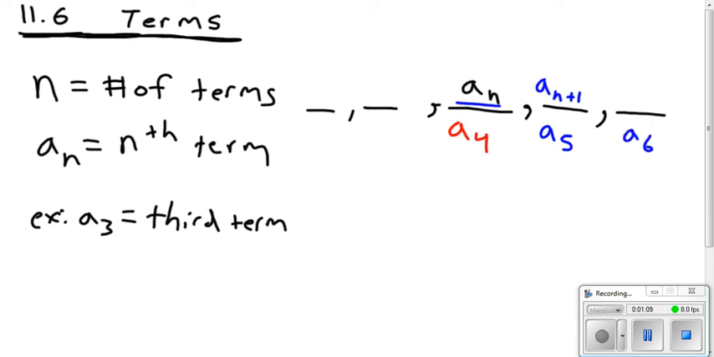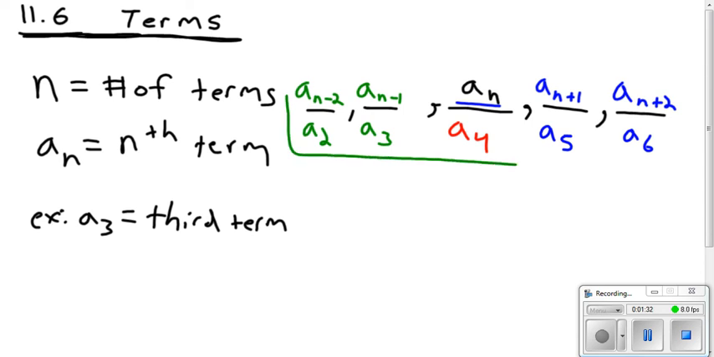Then the next one would be a sub 6. So in terms of n, we'd have to call that a sub n plus 2. It's the one 2 after where we started from. Going in the opposite direction, we'd have a sub 3 and a sub 2, the ones that are right before our a sub 4. So in terms of n, we call it a sub n minus 1 and a sub n minus 2. And they would all be a part of this one larger sequence.